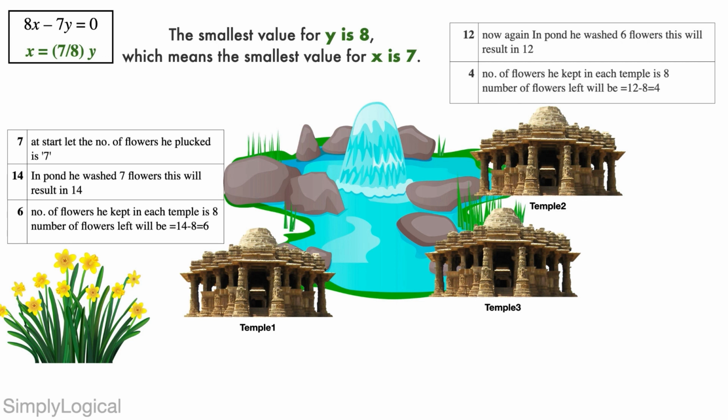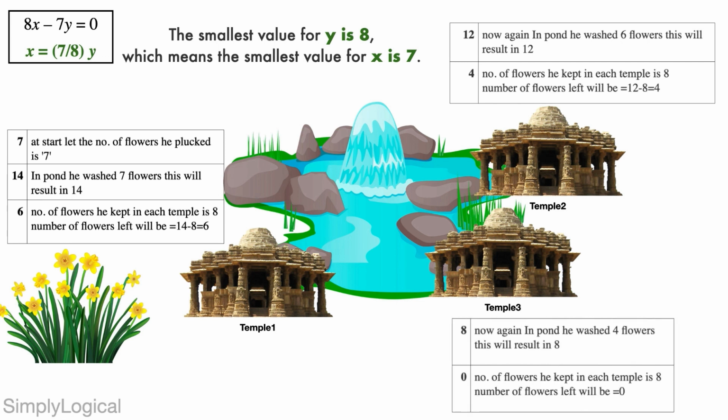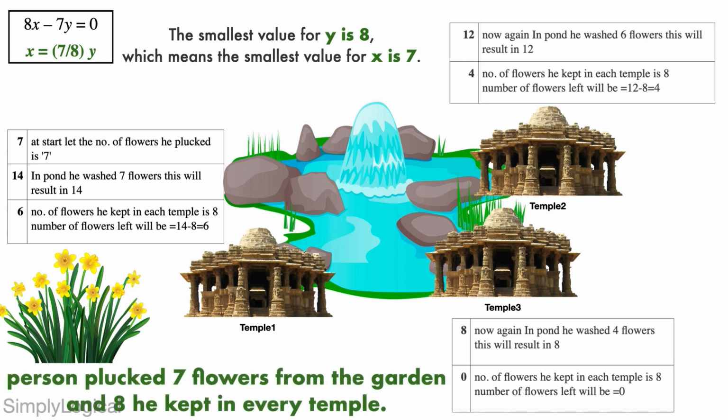Now again in the pond, he washed 4 flowers. This will result in 8 because the number of flowers doubled. Finally, in temple 3, 8 flowers are kept because that is the number of flowers he kept in each temple. After this, the number of flowers left will be 8 minus 8, which is equal to 0. And this is what is expected. The solution to this puzzle is the person plucked 7 flowers from the garden and kept 8 in every temple. So by following these simple steps, we can find the solution in less time and accurately.